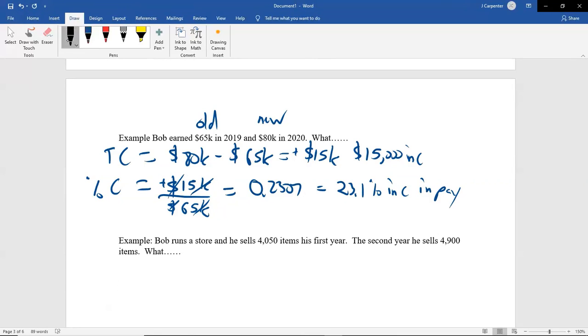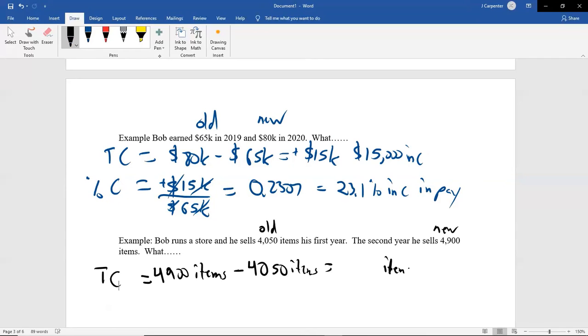And our total change, let's go back to black. I just did that in blue because I swapped numbers. So the total change is the new minus old. The 4050 is the old. The 4900 is the new. So we're doing 4,900 items. I didn't say what, we're just generalizing, minus the old amount, which was 4050 items. So whatever the subtraction is, the answer is items. 4,900 minus 4050, well, that's going to be 850. So 850 items, and that's a positive answer.